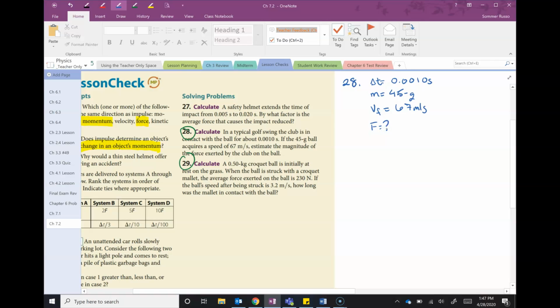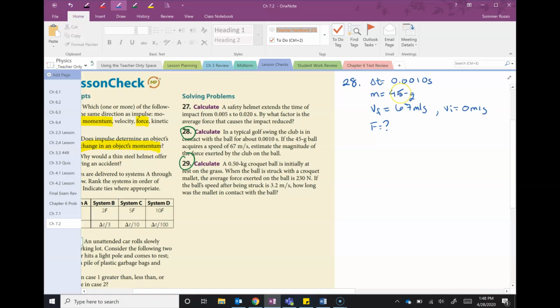All right. I went ahead and jumped to the fact that this was our final speed because it acquires a speed. So it tells us this is the speed it's going to end up with. Generally speaking, in golf, the ball is not initially moving. So our initial velocity is going to be 0.